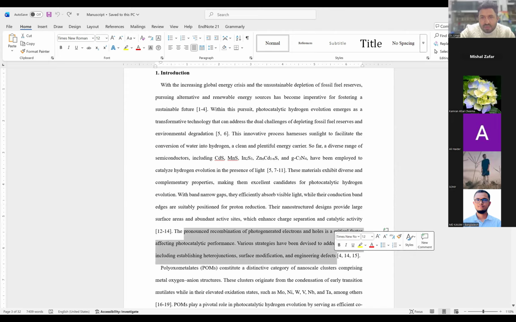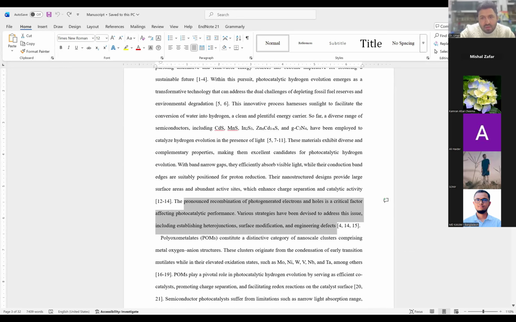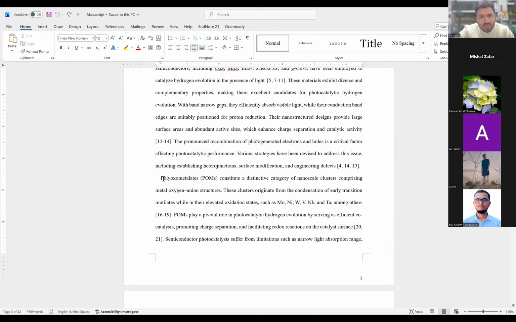So in this paper I have only three paragraphs, because it is a high-ranked journal paper. I have published it in Applied Catalysis B, which has a 21.1 impact factor. That's why we keep the introduction very short.